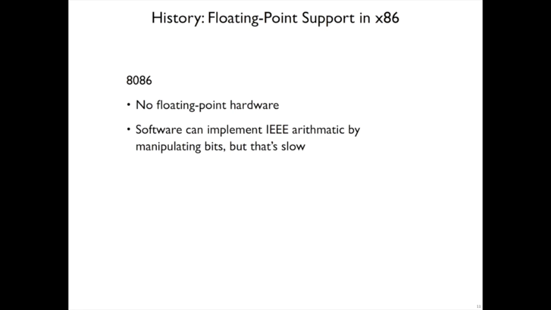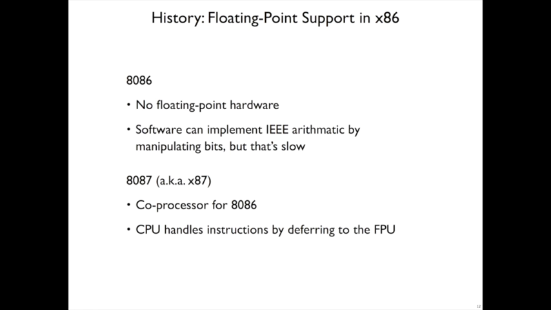Right? So we know how to manipulate bits, and you can take those bits and do your own addition and multiplication and so on with them. And it's relatively slow, but if you only need a little bit of floating point, that's fine. But of course, modern programs pretty soon had lots of floating point. And so the 8087 coprocessor was introduced.